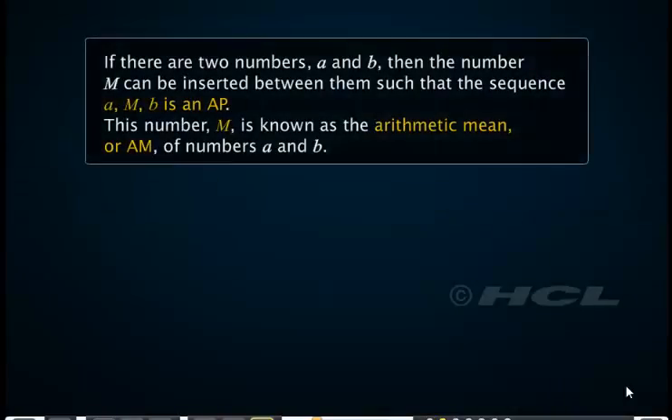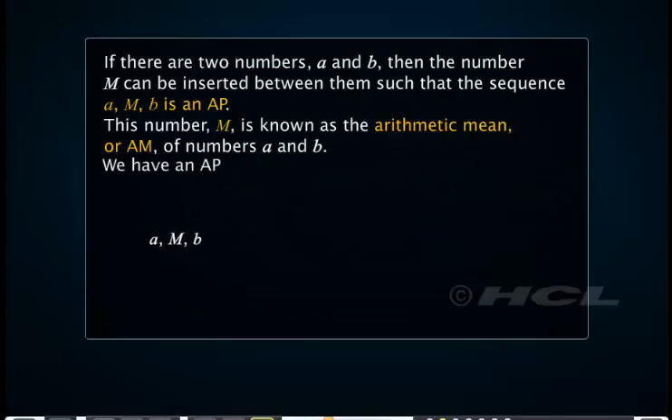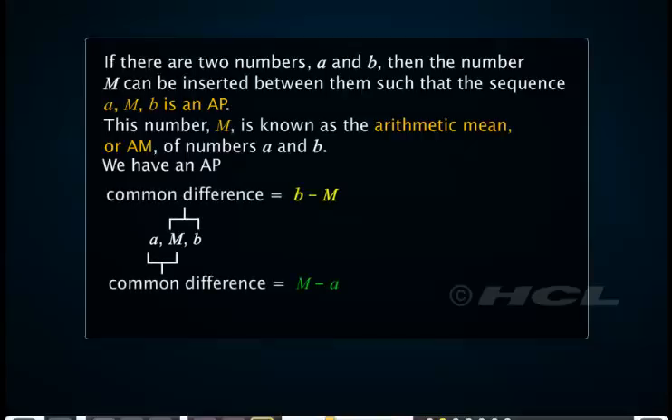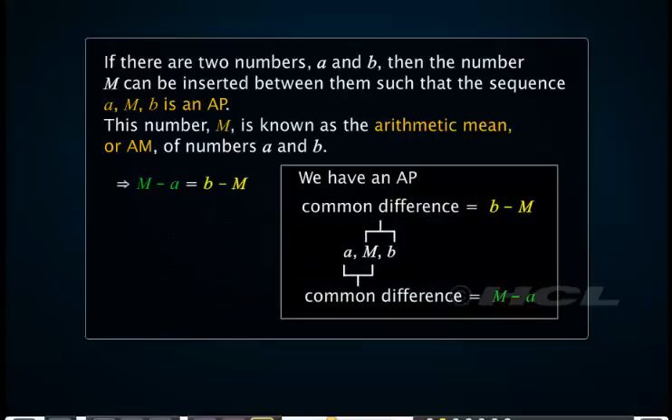Given two numbers A and B, a number M can be inserted between them such that the sequence A, M, B is in AP. This number M is known as the arithmetic mean or AM of numbers A and B. Since the sequence A, M, B is an AP, the common difference D is given by M minus A or B minus M. Therefore, we get that the arithmetic mean M equals (A + B)/2 as shown.